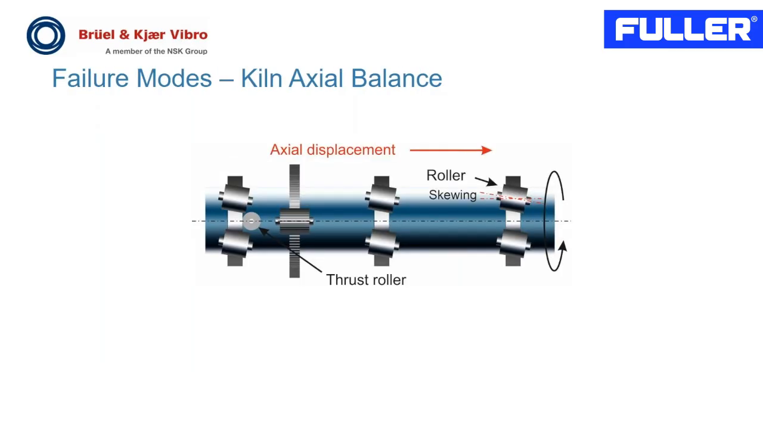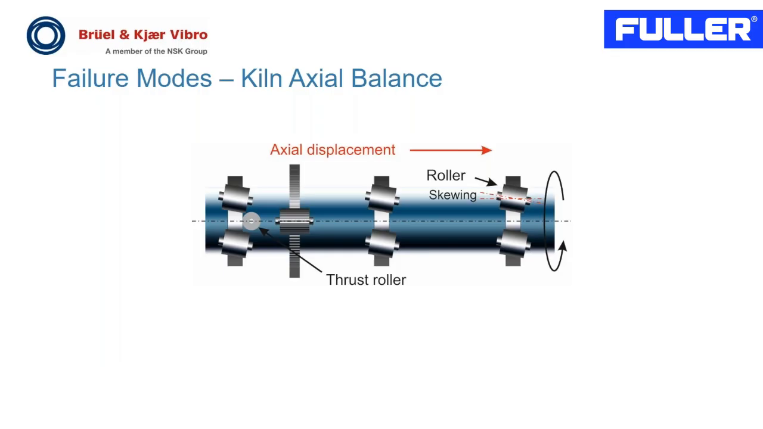Yes, so a fault failure mode that we include in our monitoring solution is what we call kiln axial balance. Kiln axial balance is actually a general term that covers all of the forces and the displacement related to the kiln movement in the axial direction. As you see in this illustration, the kiln is supported by 6 supporting rollers. These supporting rollers can, depending on skewing and inclination, actually exert a force on the kiln in either one of the directions.